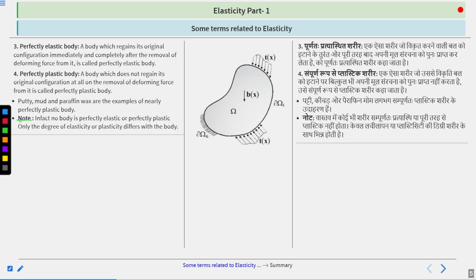There is a note. In fact, no body is perfectly elastic or perfectly plastic. Only the degree of plasticity differs from body to body. Like you can say, degree of elasticity or degree of plasticity, that is actually the main game player here. That differs with the body. Nobody could have the ability to be defined as perfectly elastic. Nobody could have the ability to be defined as perfectly plastic. Okay.